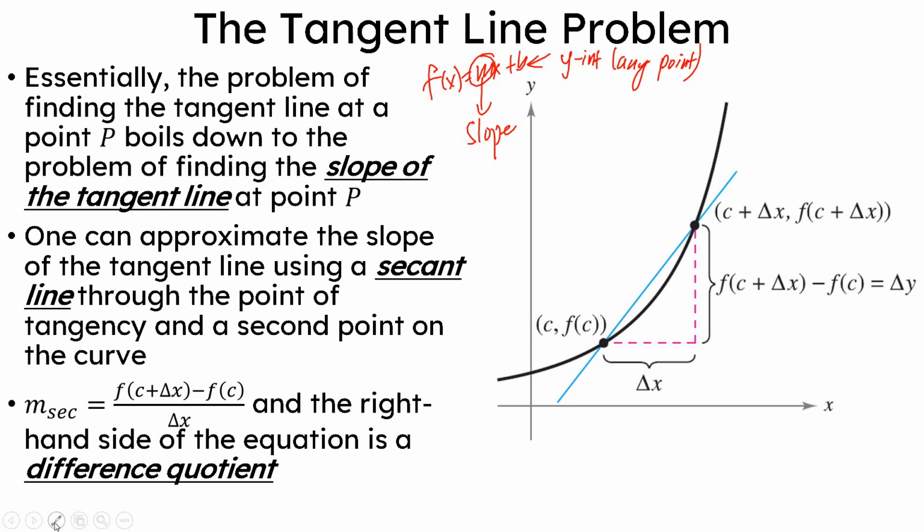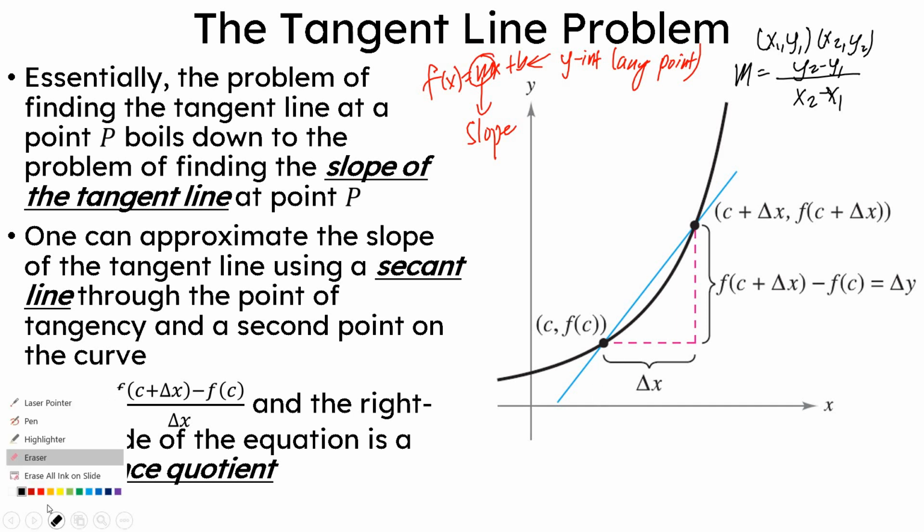We can approximate the slope of the tangent line using the slope of the secant line. We know from analytic geometry that the slope of a line given two points x sub 1, y sub 1 and x sub 2, y sub 2 is given by the formula y sub 2 minus y sub 1 over x sub 2 minus x sub 1, usually remembered as rise over run.